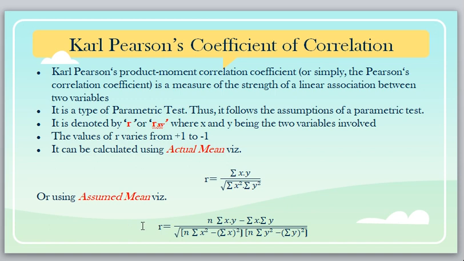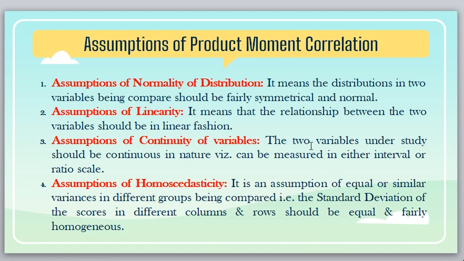And when we use assumed mean, this is the formula for calculating Karl Pearson's coefficient of correlation. So now moving on to the assumptions of product moment correlation. Since it's a parametric test, it follows all the assumptions of a parametric test. The first one is the assumption of normality of distribution. It means the distribution in the two variables being compared should be fairly symmetrical, or in the form of a normal curve.